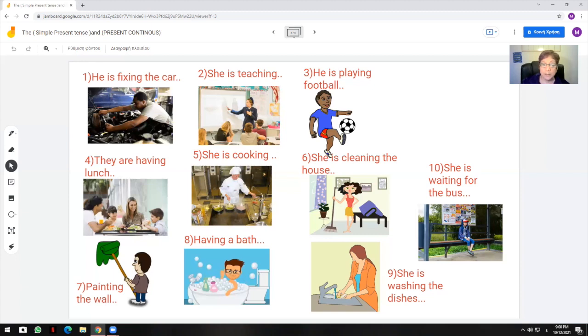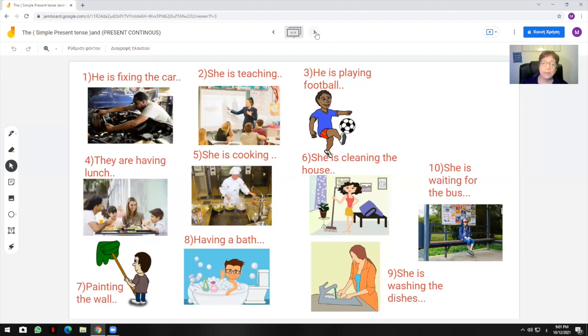He is fixing the car. The mechanic is fixing the car. The teacher is teaching. The boy is playing football. The family are having lunch. The chef is cooking. The housewife is cleaning the house. The man is painting the wall. He is having a bath. And she is washing the dishes.